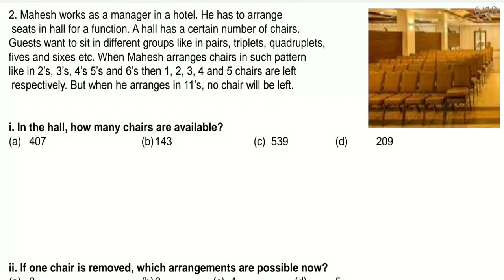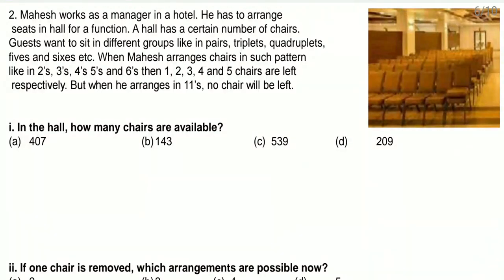Here's second question now. Mahesh works as a manager in a hotel. He has to arrange seats in a hall for a function. A hall has a certain number of chairs. Guests want to sit in different groups like in pairs, triplets, quadruplets, fives and sixes, etc. When Mahesh arranges chairs in such patterns like 2s, 3s, 4s, 5s, 6s, then 1, 2, 3, 4 and 5 chairs are left respectively. But when he arranges in 11s, no chair will be left.